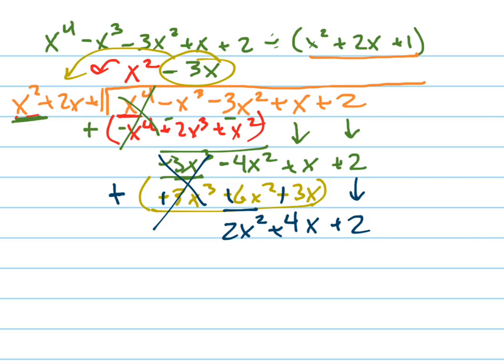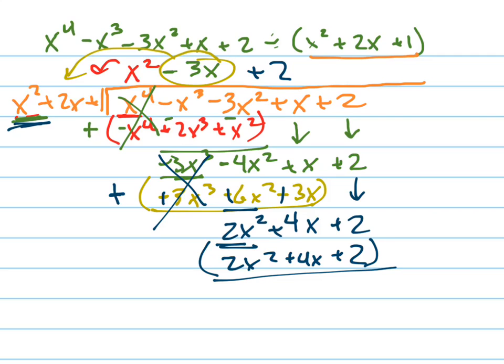Is this the same problem you gave me? Yep. Oh, I did it totally wrong. And now I'm going to do what? Divide this by this, and what do I get? Plus 2. Multiply. What do I get? 2x squared plus 4x plus 2. Hey, look at this. What happened? When I subtract, what happens? Gone, gone, gone.